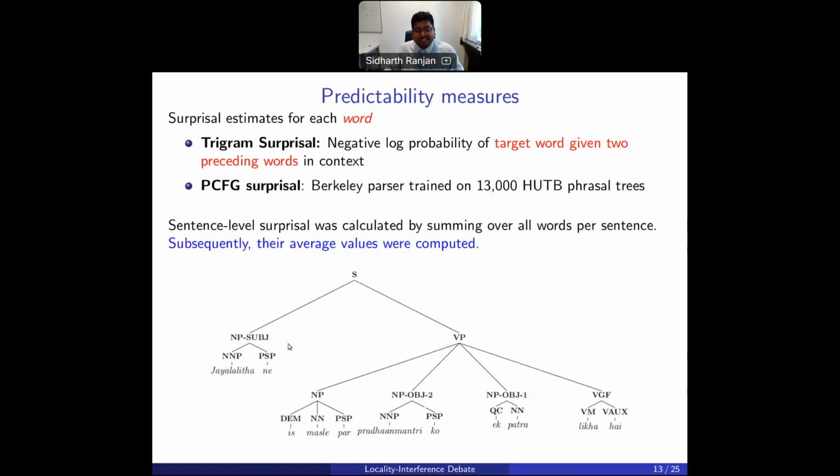Then we also compute PCFG surprisal, which accounts for syntactic structures in the sentence. We first convert our dependency trees in HUTB to constituency trees, then we train a Berkeley parser, and compute syntactic surprisal using 5-fold cross validation. The sentence-level surprisal was calculated by summing over all the words in the sentence, and then we computed the average surprisal estimate for the sentence.